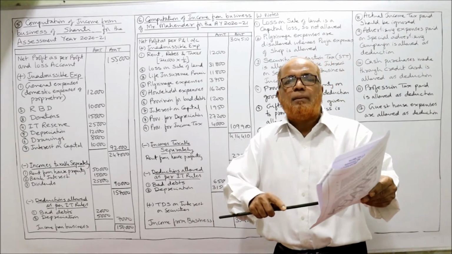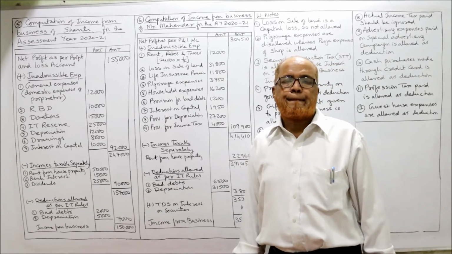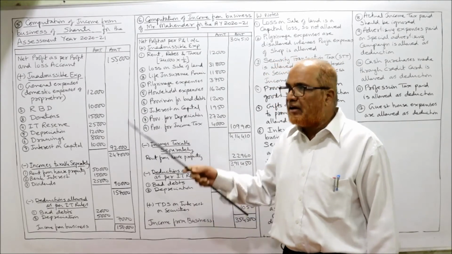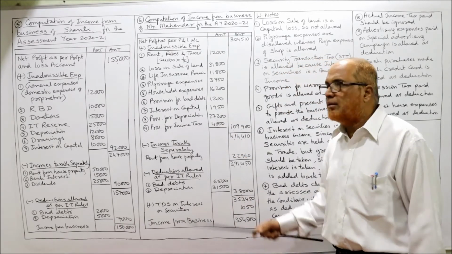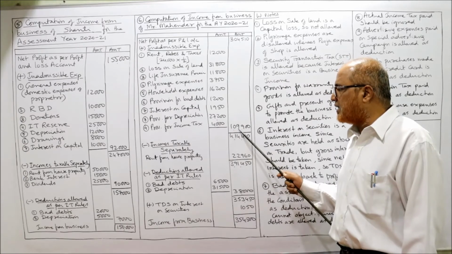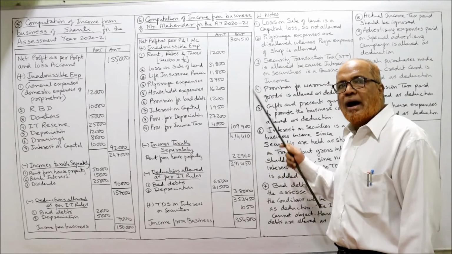All the items on the debit side I have checked, and whichever item is disallowed, I have taken in inadmissible expenses. Now take the total of inadmissible expenses. The total comes to 1,09,900. Now add up.